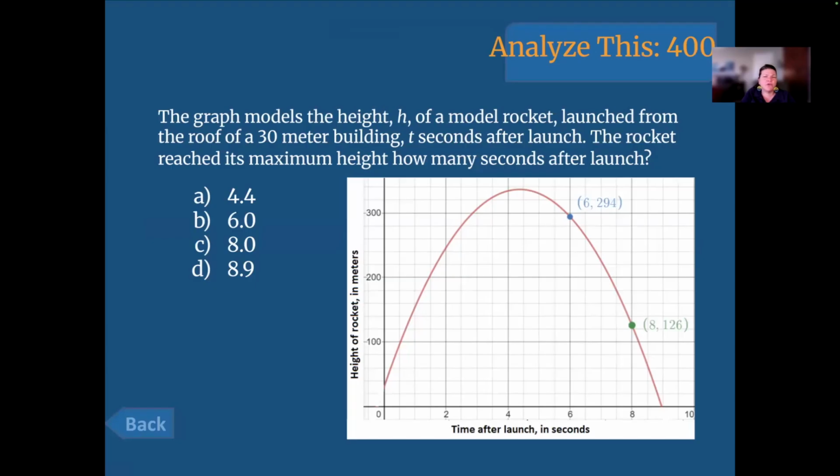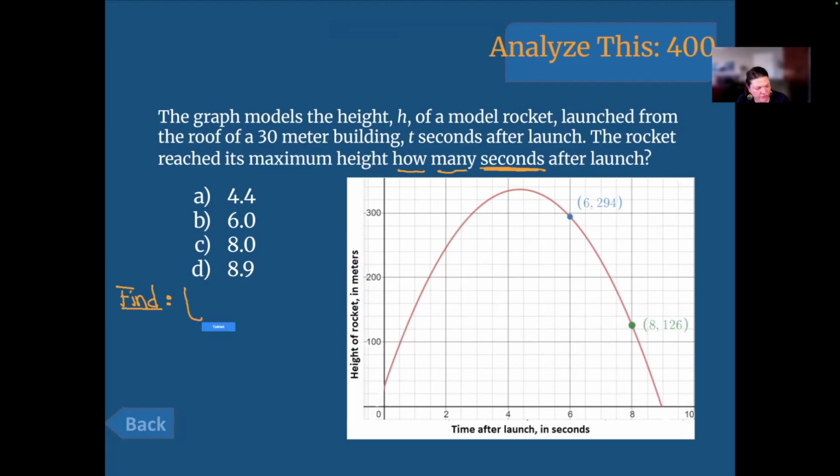I'm going to go back to my word problem interpretation skills like I always do when I have data analysis. Guys, what are they asking me to do or to find? The maximum height. It's related to the maximum height. Read that whole question though. It says the rocket reached its maximum height how many seconds after launch?